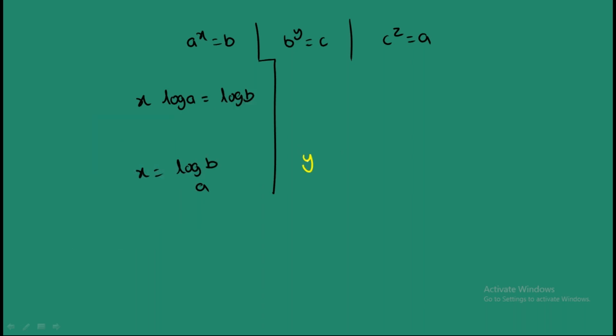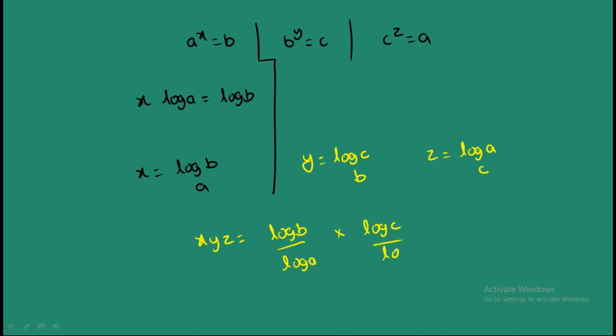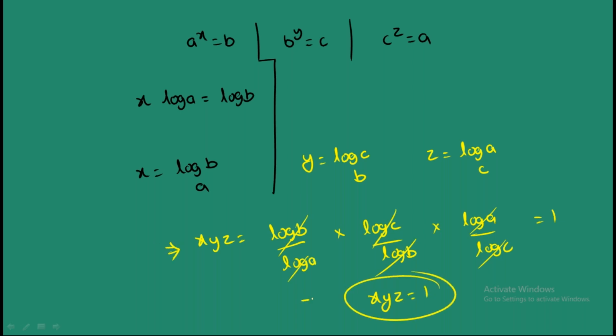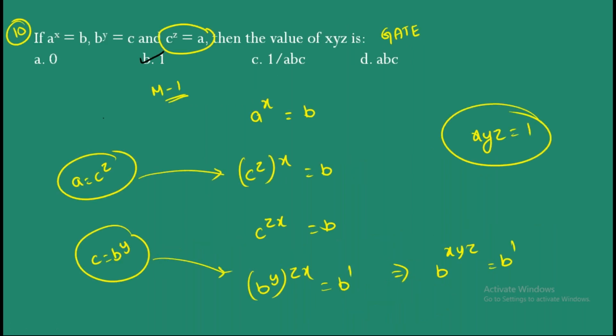Similarly, y is nothing but log c base b, nothing but log c by log b. Z is nothing but log a base c. So x, y, z, if you find out, it's log b base a, nothing but log b by log a. Other one is log c by log b, and this is log a by log c. Cancel all terms as it is common in numerator and denominator. We can say x, y, z is nothing but equal to 1. X, Y, Z value is nothing but 1, my dear friends.